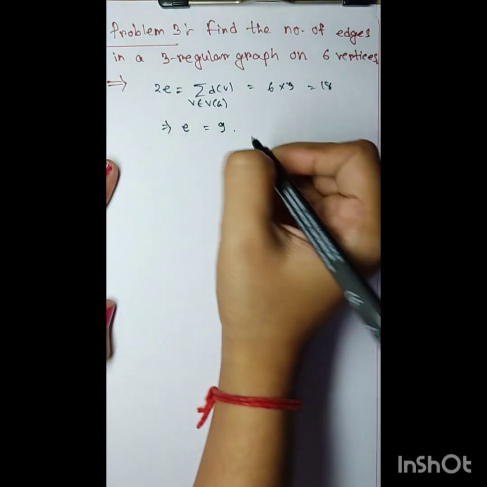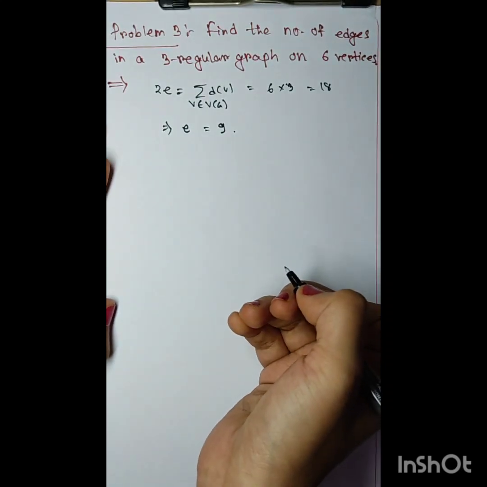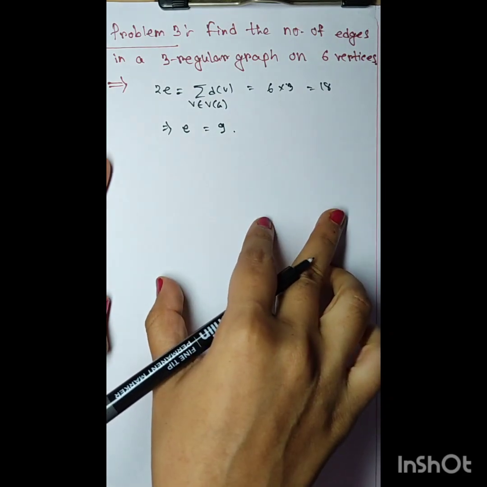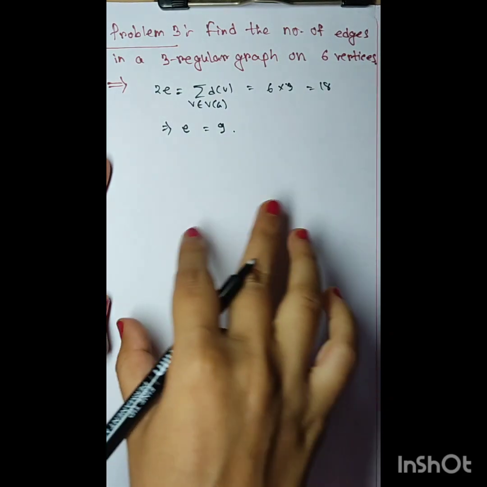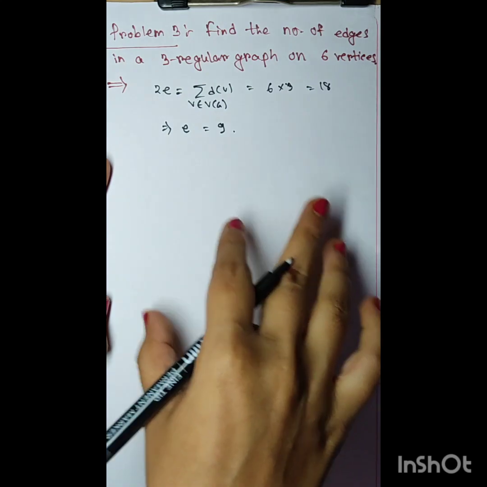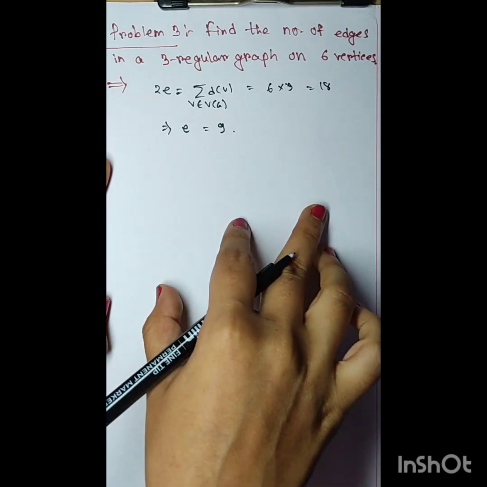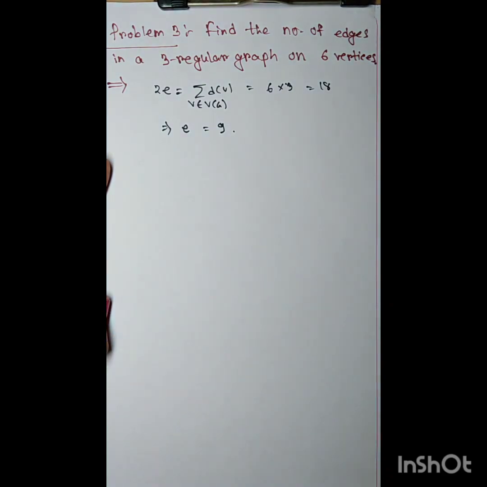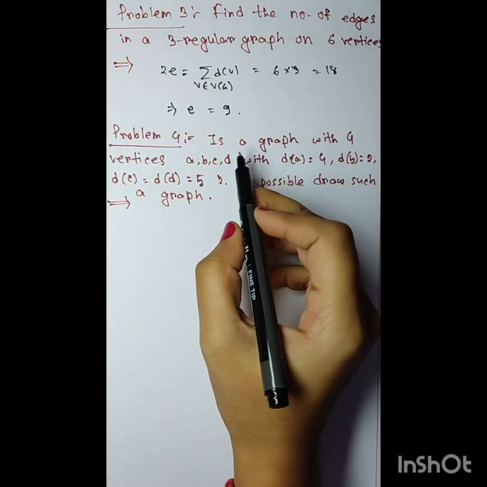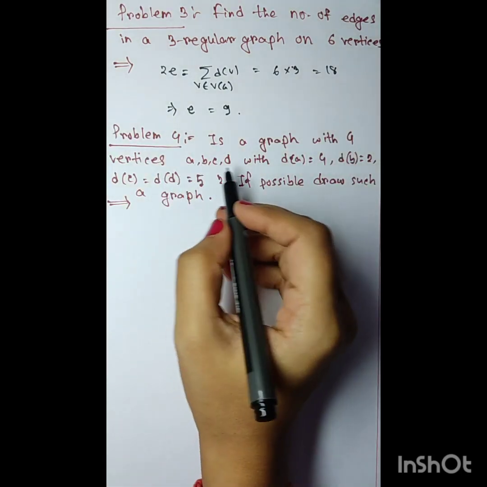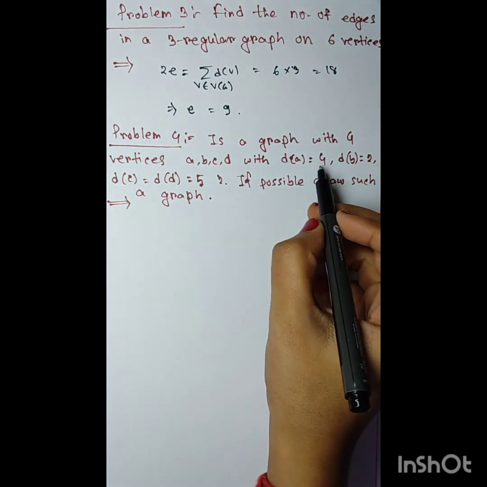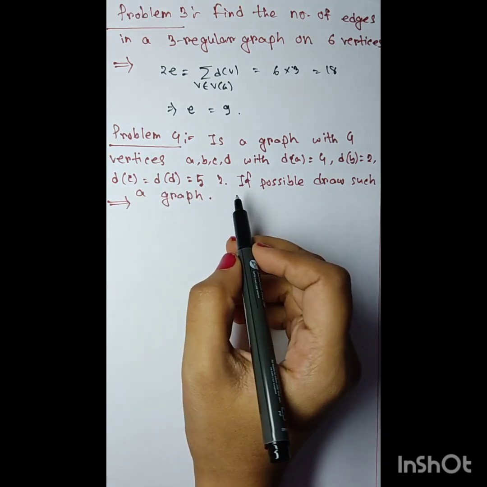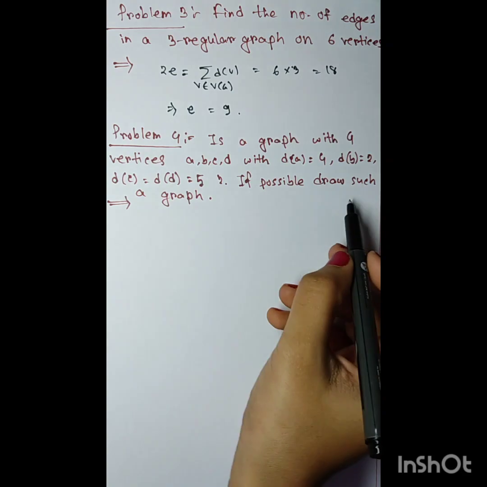So like that we can consider more examples, and now we will discuss a problem where we have to draw a graph. We will be given some degrees and we have to draw a graph, if possible, on these vertices with the given degrees, and the number of edges will be determined by the first theorem of graph theory. So our next problem is: a graph with 4 vertices A, B, C and D, with degree of A equal to 4, degree of B equal to 2, and degree of C and D equal to 5. Is it possible to draw such a graph? If possible, then draw such a graph.